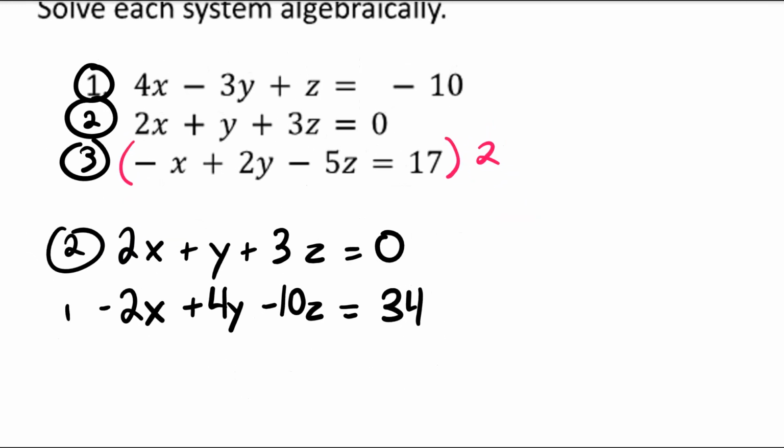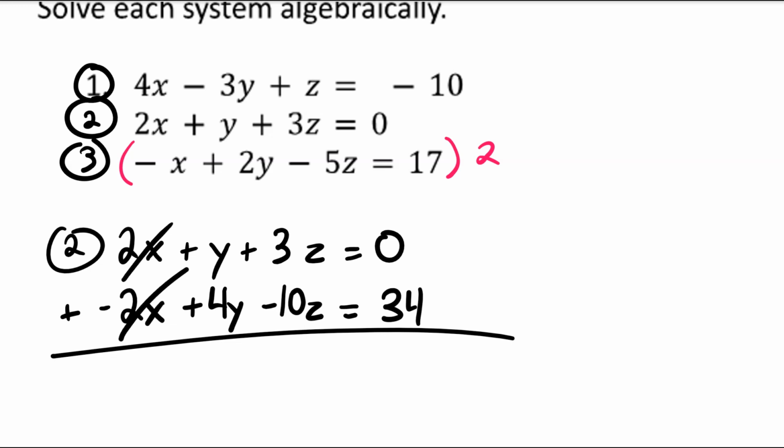Now, with this in mind, I'm going to add them. 2x plus a negative 2x is 0x's. That's the whole point. I wanted to eliminate one of my variables. 1y plus 4y is 5y. And 3z minus 10z is minus 7z equals 34. So that's my first equation.